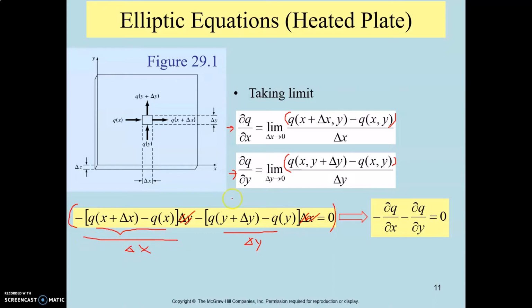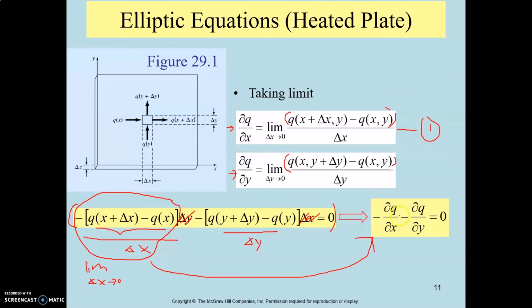So we can see that equation 1 is similar to the component here. In this case, if we take the limit for delta x approaching 0, we can convert this term into negative delta q over delta x. The same thing can be done for the second component to obtain delta q over delta y. So this is the result.